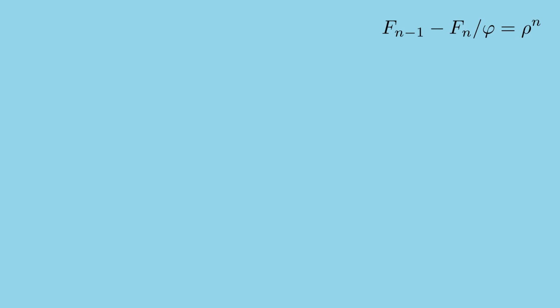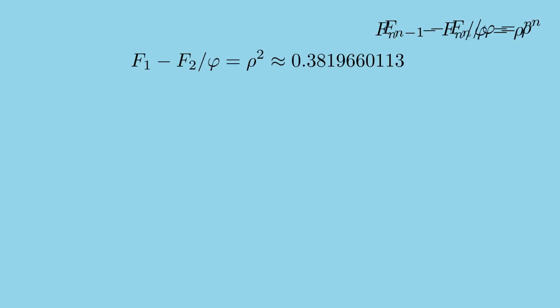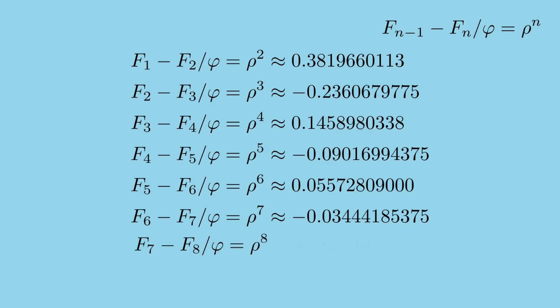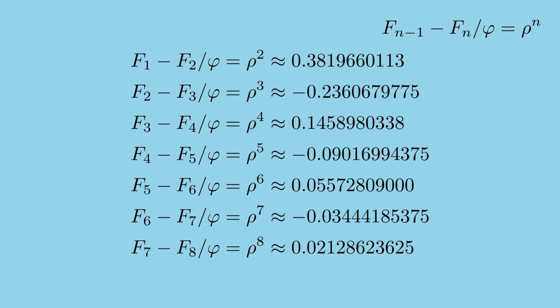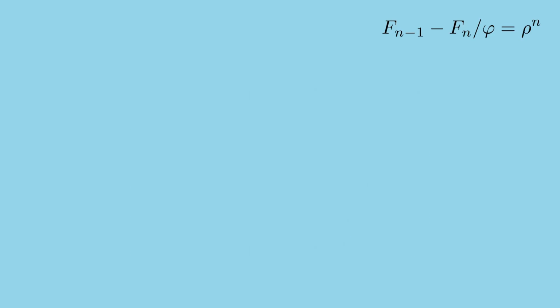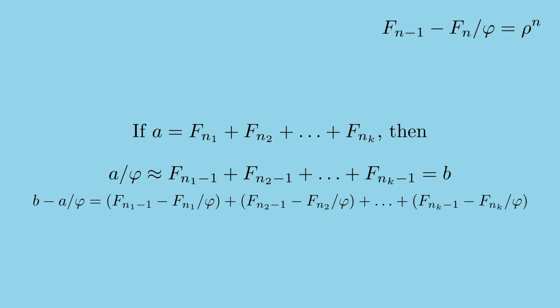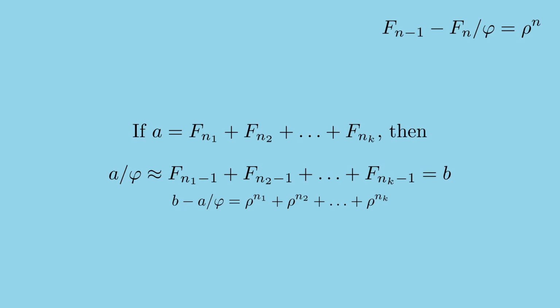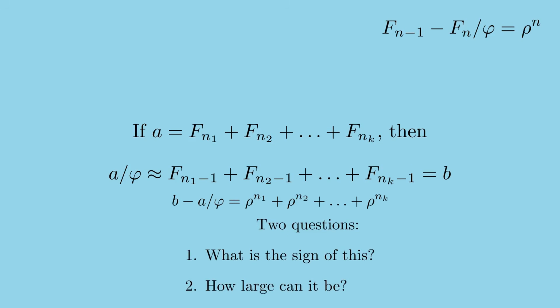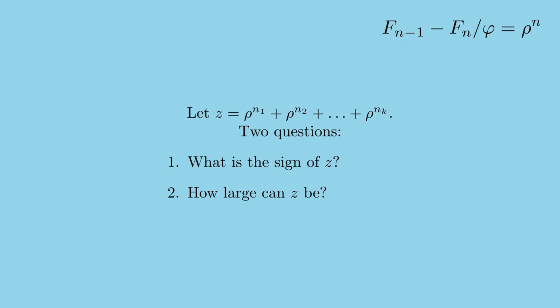Okay, that makes sense. As n gets larger, the fraction gets smaller. But remember, rho is negative. So this difference alternates sign, and so the Fibonacci numbers over phi alternate between being over and under integers. So now we take the Zeckendorf representation of a random integer, divide by phi, and compare to the Zeckendorf representation made up of the Fibonacci numbers of one smaller index. Computing the difference, and using the previous result, we obtain the sum of powers of rho. This difference represents how close a over phi is to b. It should be close, but how close, and is it a positive or negative difference?